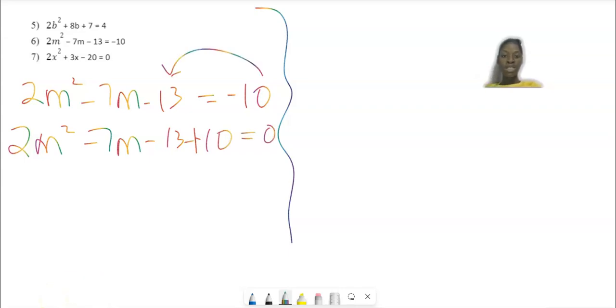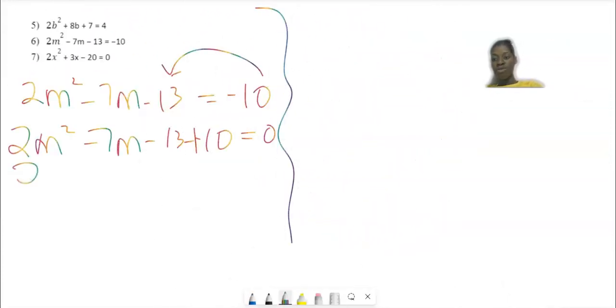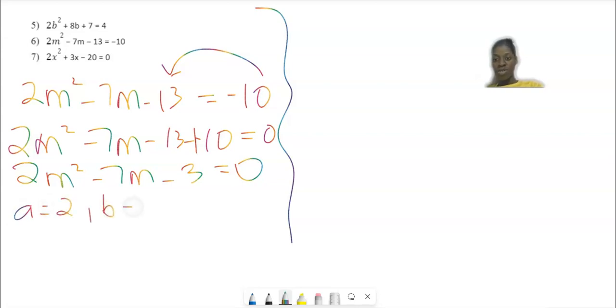So of course it's plus 10 because we move a negative 10 from one side of the equal sign to the other side. So we do the opposite operation. So negative becomes positive. Then of course we need to simplify that. 2m squared minus 7m, negative 13 plus 10 is negative 3. Then we identify a, which is 2, b, which is negative 7, and c, which is negative 3.